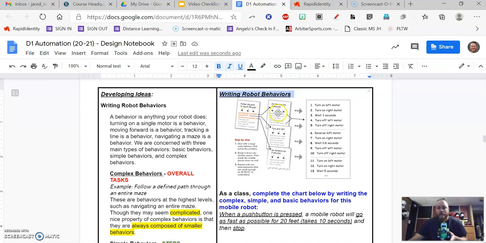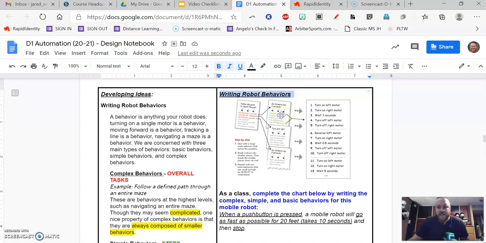So what are the steps? Well, the first little box over here in the simple behaviors and the steps are that it needs to drive forward for 3 seconds. The next step is that it's got to make a turn, a 90-degree turn. And then the third step here is to drive forward again for 5 more seconds. And then it would go on to get through the maze.